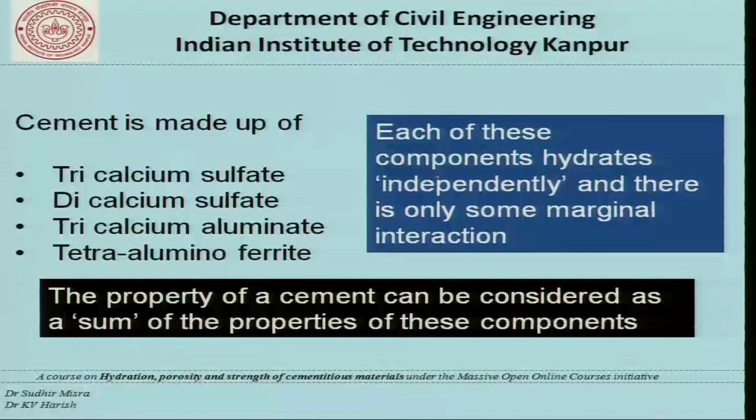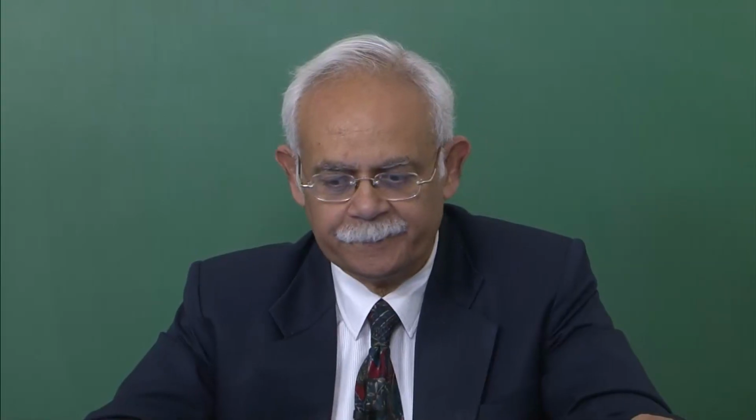Before we get into a detailed discussion on the heat of hydration of cement, we must remember that cement is made of tricalcium silicate, dicalcium silicate, tricalcium aluminate and tetracalcium aluminoferrite. This we know from the discussion that has been happening in this course all this while.